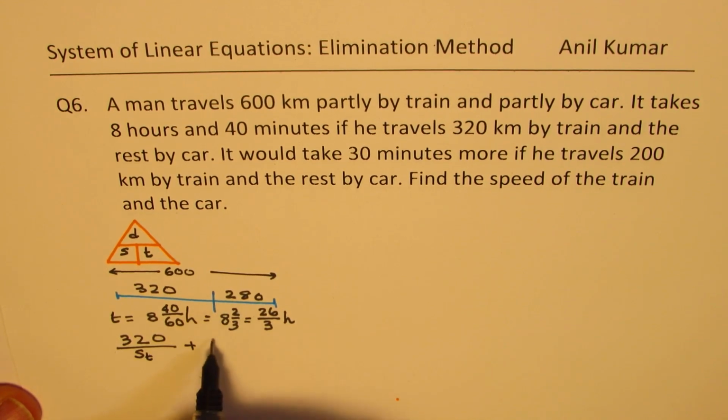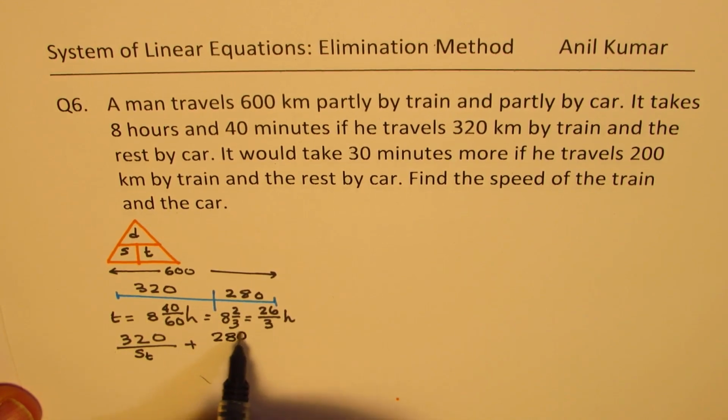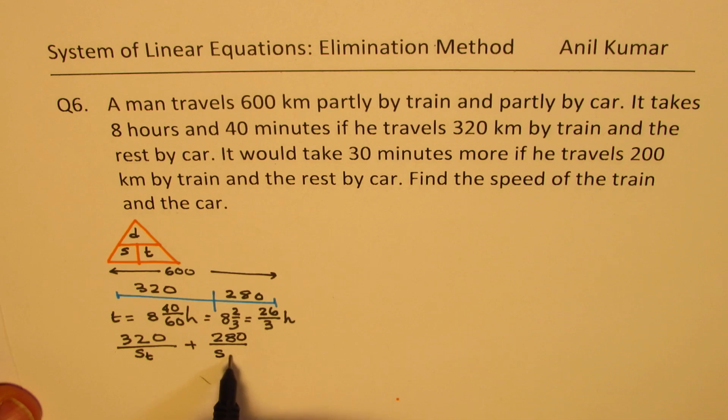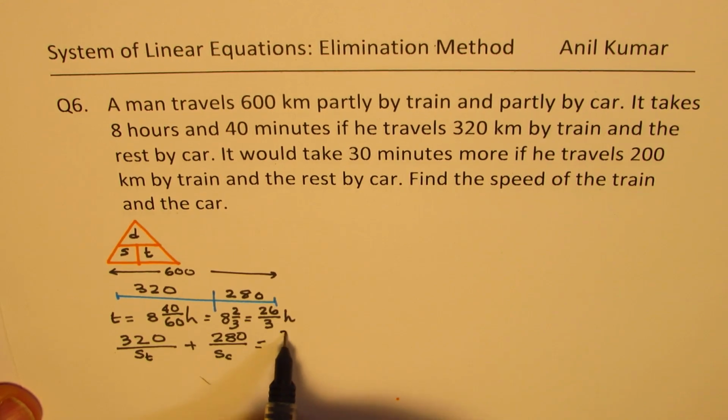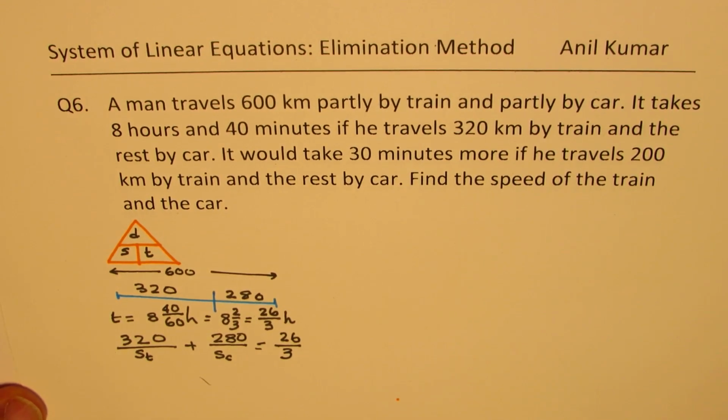Plus the distance of 280 by car, divided by the speed of car. And the total time is 26 over 3. Is that clear? So that is how you can actually form your equation. Perfect. Now we know exactly how to make an equation from the given situation.